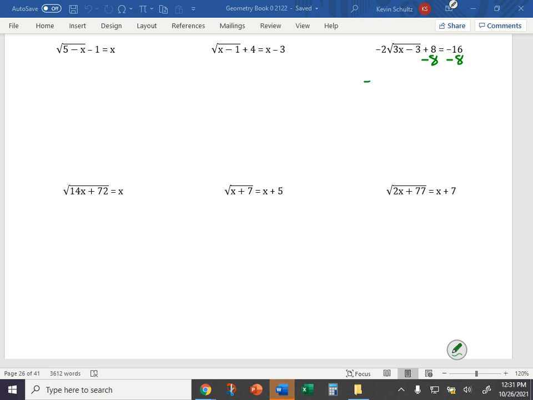So now we've got negative 2 times the root of 3x minus 3, and that equals negative 24. Okay? What next? And again, this cancels out here. That's why we subtracted 8. What do we do next? Drake?